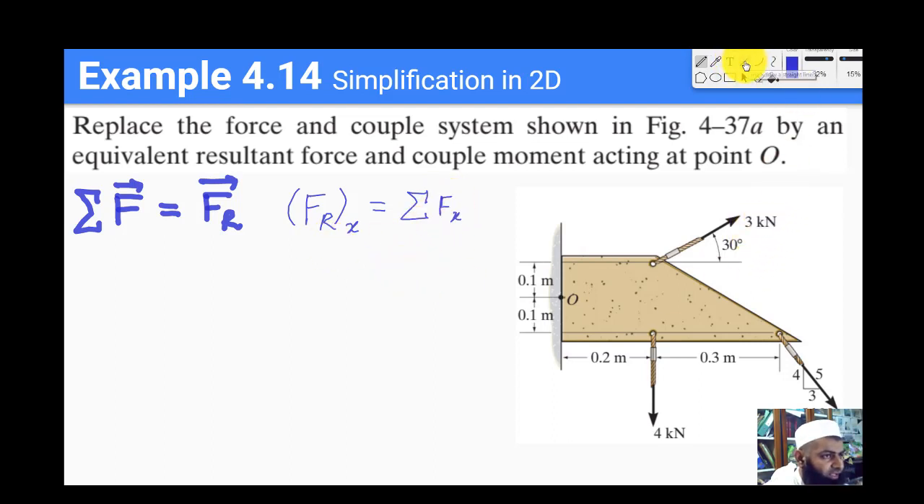So first of all, we would like to break down each of the forces into its x and y components. So this is the x component of this force, and this is going to be the y component of this force, and we can say that this one is going to be equal to 3 cos 30 kilonewtons, and similarly this one is going to be equal to 3 sin 30, again in kilonewtons. Similarly, we would like to break this force into its x component and y component.